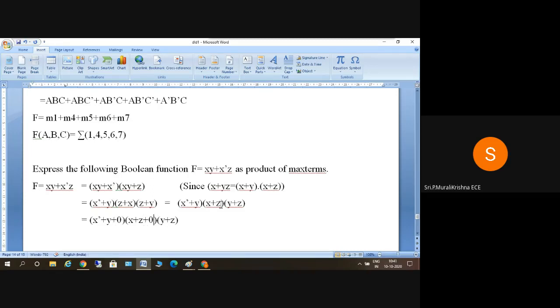So add 0 and 0. Okay, so 0 is nothing but I can write 0 in the first case as x x bar. Here there is only xy and no z, so I can write 0 as z into z bar, because z into z bar is equal to 0. In a similar way, I can write this as y into y bar. Okay, 0 is replaced with these values, and I can write it as x into x bar.